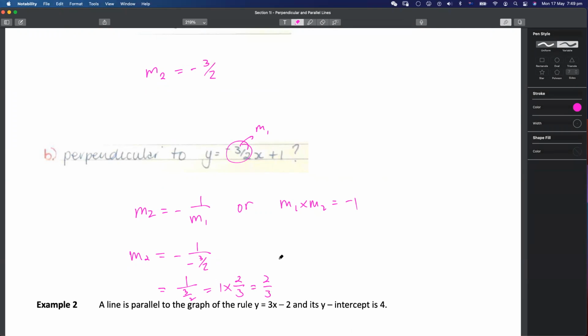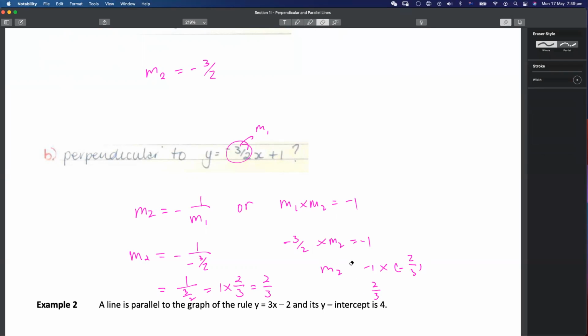All right, so the gradient m2 has to be 2 over 3. Otherwise, you just use this. They are essentially the same. We have just rearranged this equation. So m1, negative 3 over 2, times m2 is equal to negative 1. So m2 is equal to negative 1 divided by negative 3 over 2, which is times its reciprocal, negative 2 over 3. Okay, so it's 2 over 3. So both work. It just depends on what you like.